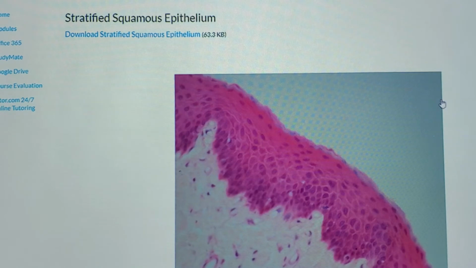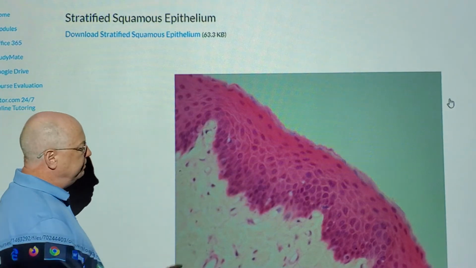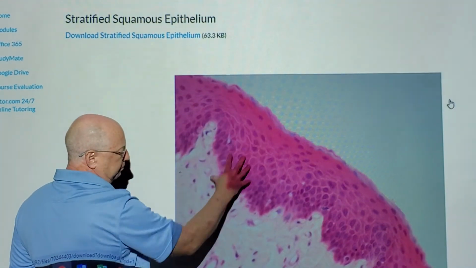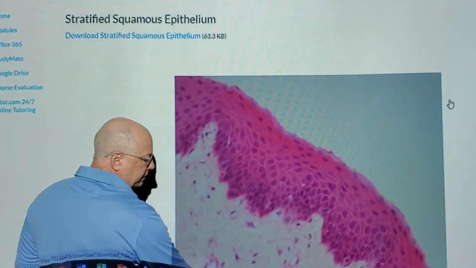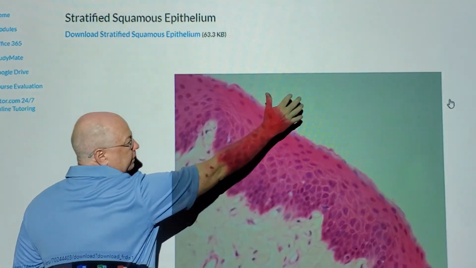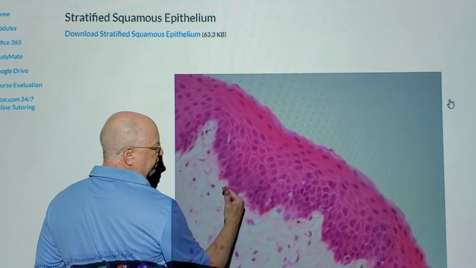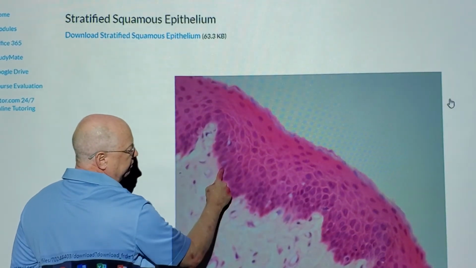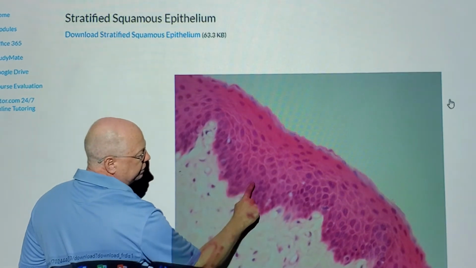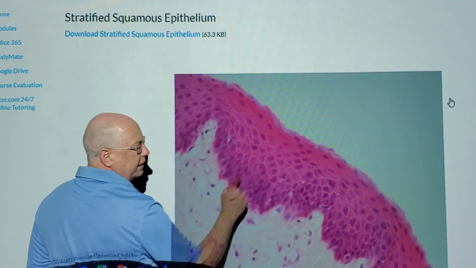The next slide is going to be what we call stratified squamous epithelial tissue. Now again, they did not stain the basement membrane here, but it would be where the dark pink and the light pink meet. This is all connective tissue underneath. This is the outside world, and between the connective tissue and the outside world, there would be a basement membrane right about here, and you can see all these little purple nuclei.